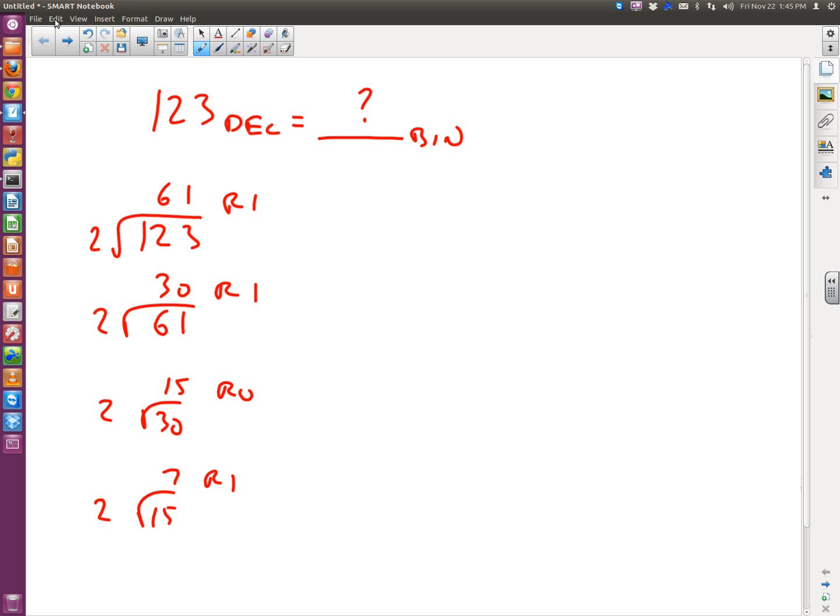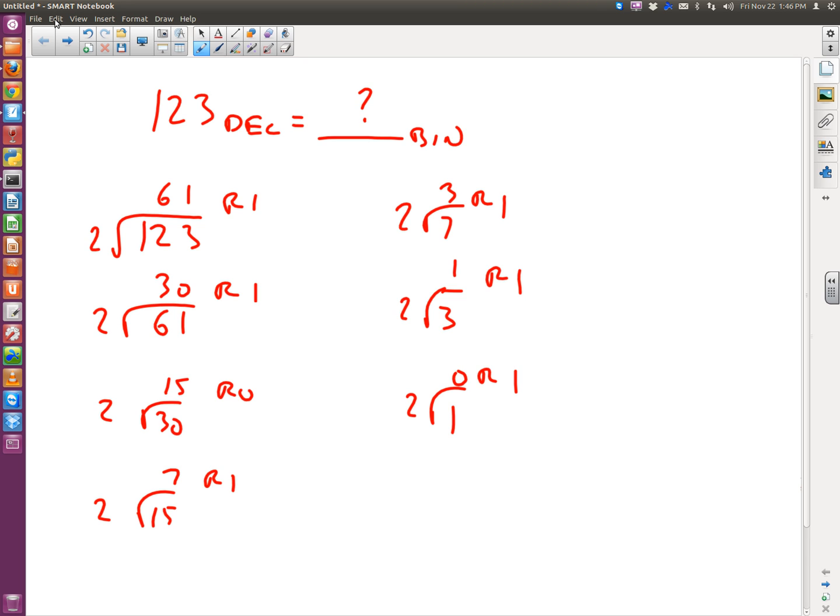And 2 into 7 goes 3, remainder 1. And 2 into 3, keep on going until you get 0 quotient. So the dividend is 3, the divisor is 2, the quotient is 1, and the remainder is 1. And then 2 into 1 goes 0, remainder is 1, because 2 times 0 plus 1 is 1. So the remainder has to be 1.